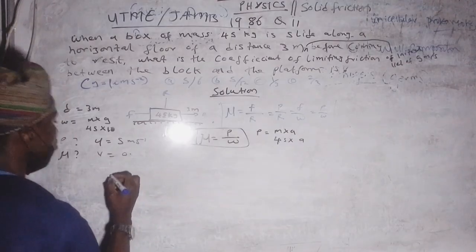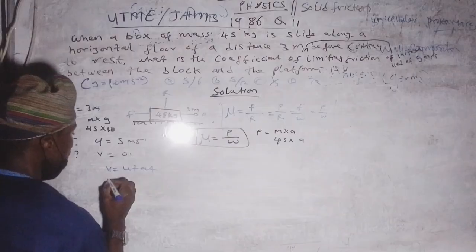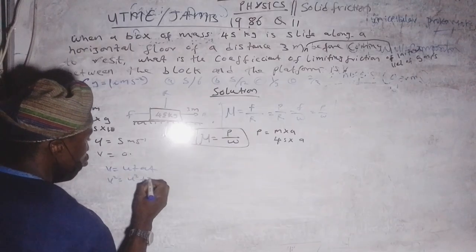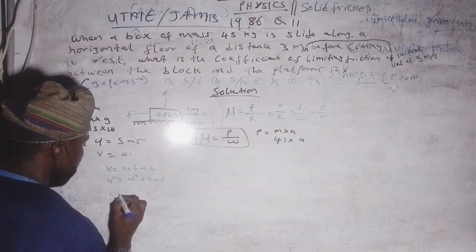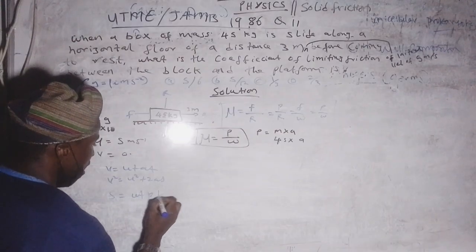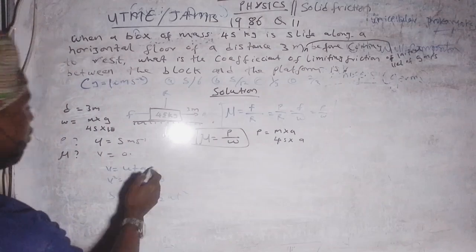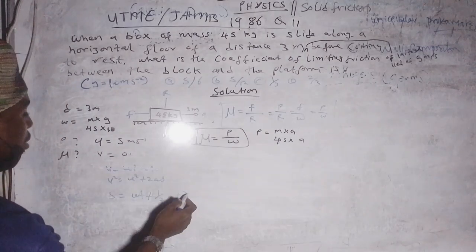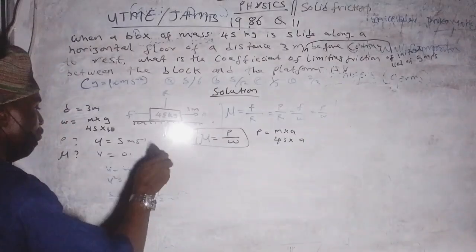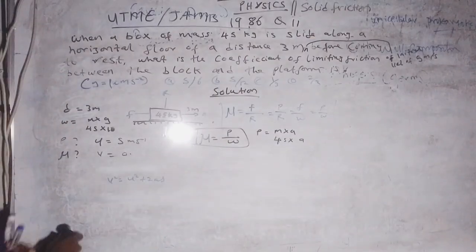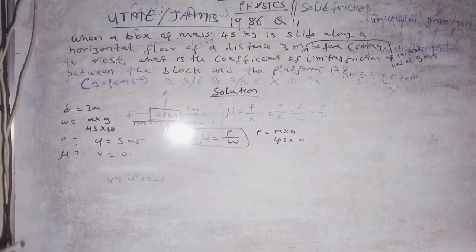Using a formula from motion, we have v equal to u plus at. We have v squared is equal to u squared plus 2as. We have s equal to ut plus half at squared. Are we given time? No. So we can't use this. We can't use the two formulas above. So what we are going to use here is this, because this one does not require time. So let's quickly use this.